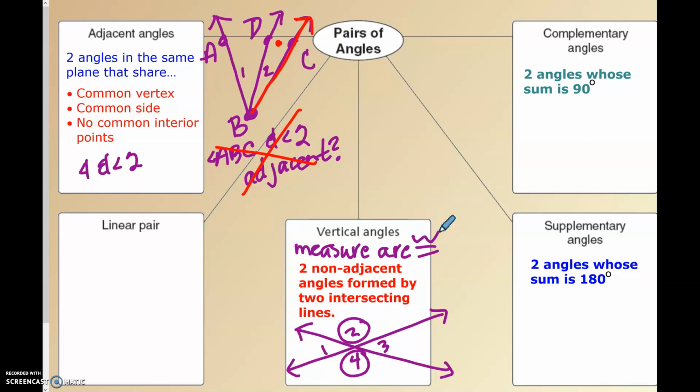All right, linear pair. So to be a linear pair, they're actually going to have a couple different properties here. So to be a linear pair, they are adjacent angles that form a straight line. So they're adjacent and supplementary. So they must be adjacent, they must share a common side, and they form a straight line. And then pair is the other thing, pair. So it's two angles that are adjacent that form a straight line.